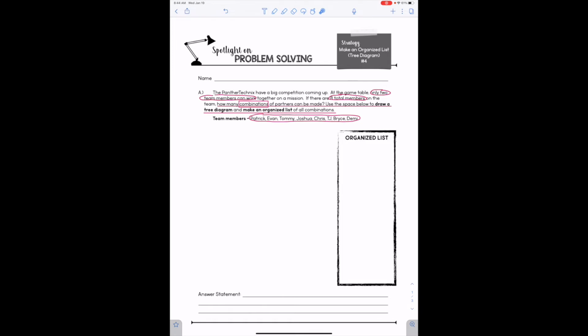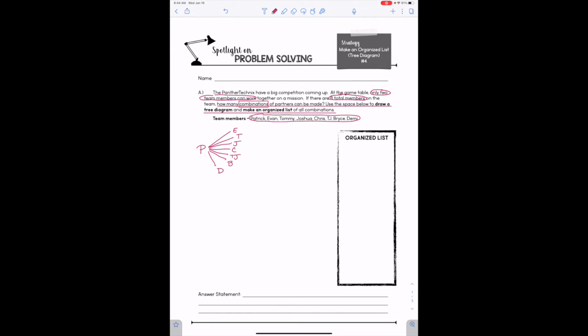So it's important that we start at the beginning, and we're going to start with Patrick. So I'm just going to use P for Patrick because this is going to get a little bit crowded. And if I choose Patrick as my first person at the table, then I have all of these options left for my second person. So that's 1, 2, 3, 4, 5, 6, 7. So I'm going to draw 1, 2, 3, 4, 5, 6, 7. And that would be Evan, Tommy, Josh, Chris, TJ, Bryce, and Demi.